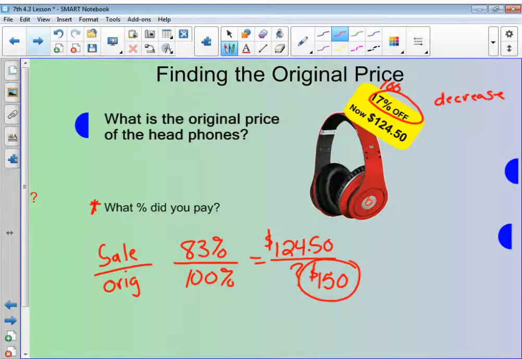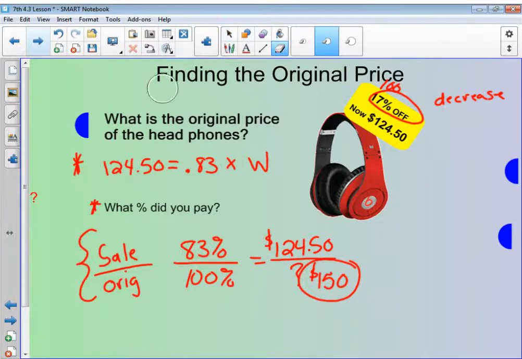Okay. Your other method that you could have used is you could have said $124.50 equals 83%, 0.83 times what number? Okay, this is going to be hard. You're going to have to understand how to set that up for yourself. Proportions, very visual, very easy to see. Okay, all right.